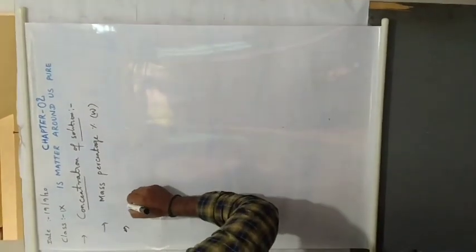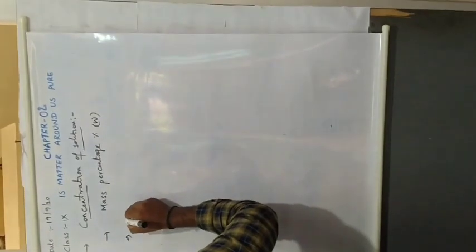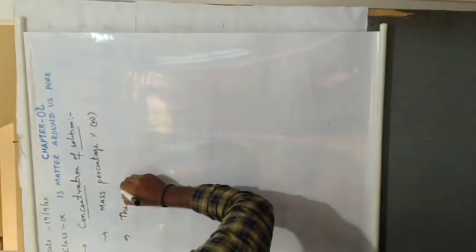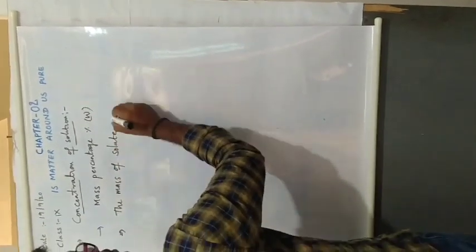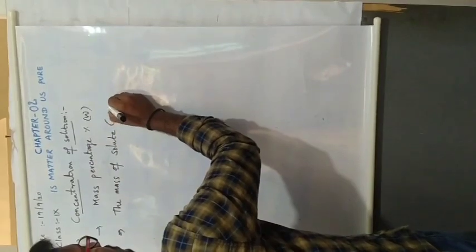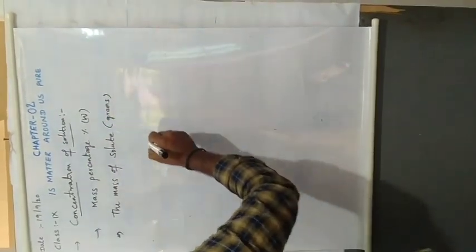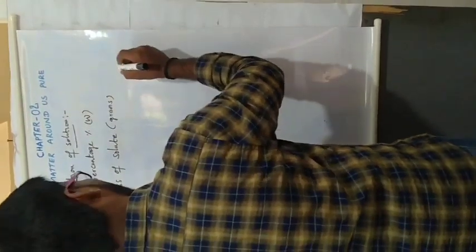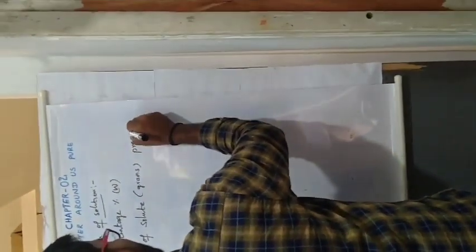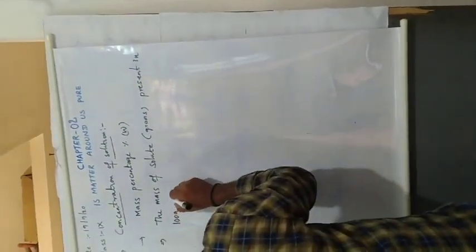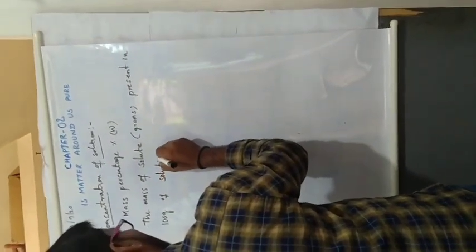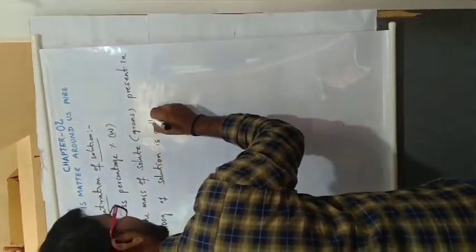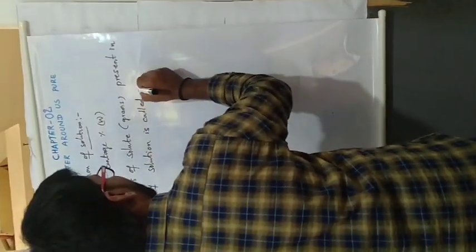First of all, we discuss the definition of mass percentage. The mass of solute is expressed in grams. The mass of solute present in 100 grams of solution is called mass percentage.